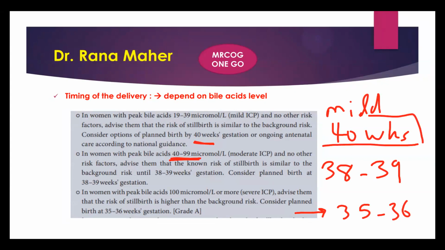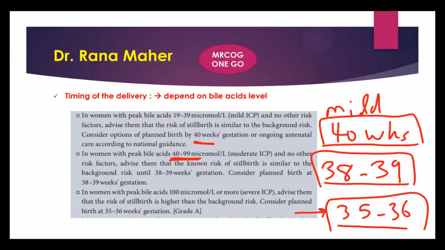Why will we deliver this patient here, and this patient there, and this patient at 35 to 36? Because they found that the risk of stillbirth is similar to the background in the mild patients till 40 weeks. It's like the background in the moderate patient till 38 to 39. That's why we will induce the patient at that time. And for the severe, the risk of stillbirth is higher than the background, so consider planned birth at 35 to 36 weeks.